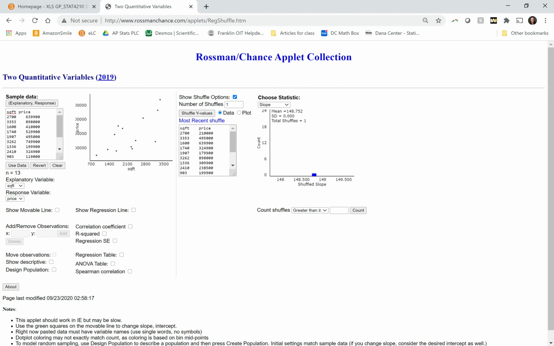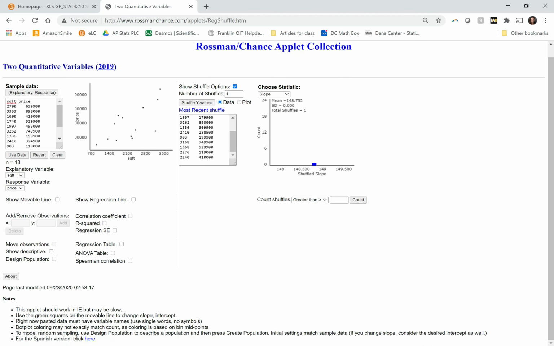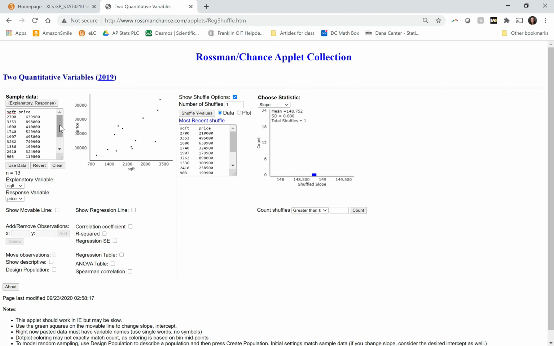And I'm going to do it with data first, so I'm going to shuffle my Y values. And you'll notice that these are all the same values of square foot and price that you have in the other list, but they're randomly matched up. So if we look at the plot for this one, this came out a little bit positive, but seems like not as positive as the original data. So the slope, which is recorded, is being put into that third graph. So this is the shuffled slope.